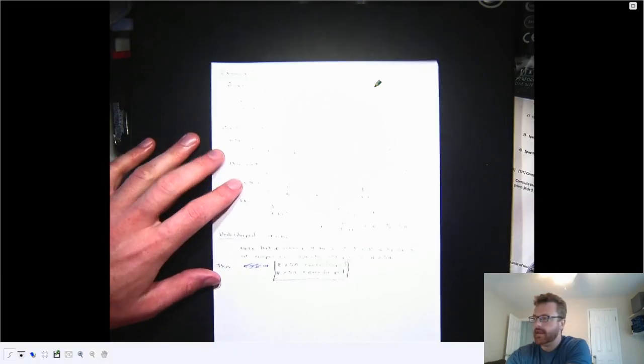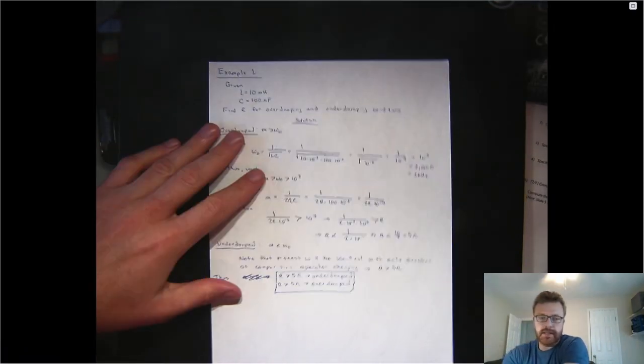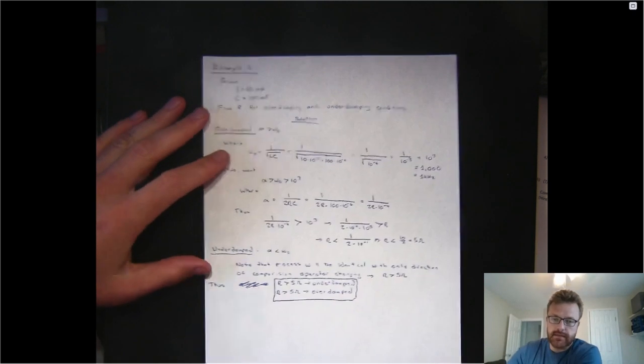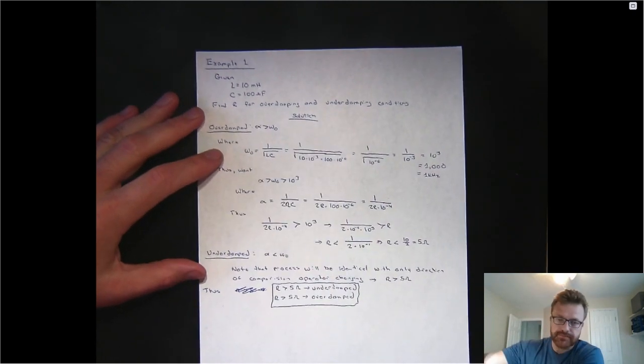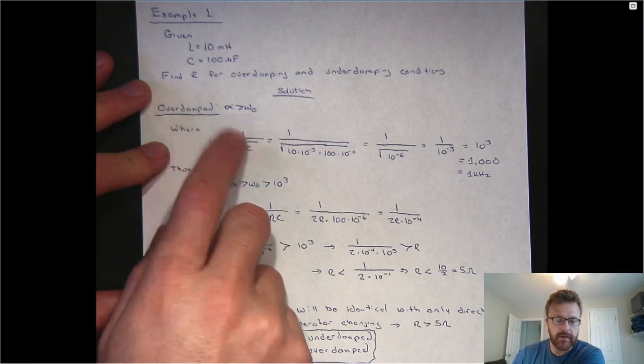I wrote this up in advance and looks like it's a little bit hard to read. Let me get some lighting on it. Zoom in a little bit. So we're given these 2 values of the inductor and capacitor, and we want to find R for overdamping and underdamping conditions. So let's just start arbitrarily with the overdamping solution.